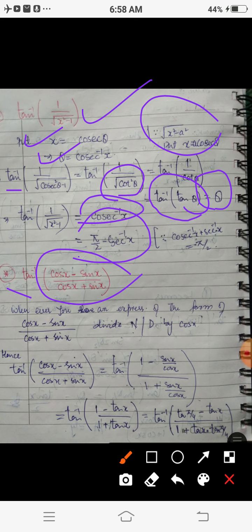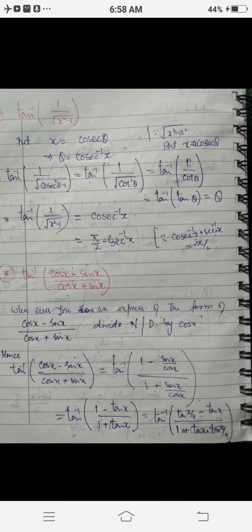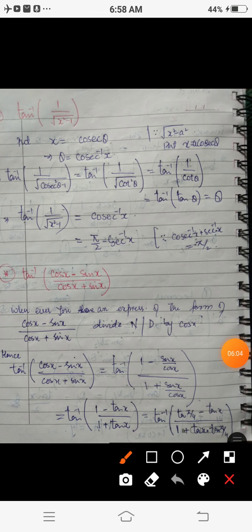So dividing by cos in the numerator and denominator of this angle, we get here tan inverse of (cos x minus sin x upon cos x) divided by (cos x plus sin x upon cos x), that is (1 minus sin x upon cos x) upon (1 plus sin x upon cos x), which is simply tan inverse of (1 minus tan x) upon (1 plus tan x).